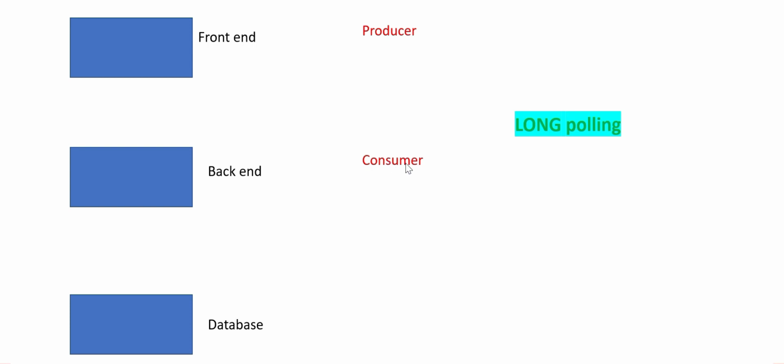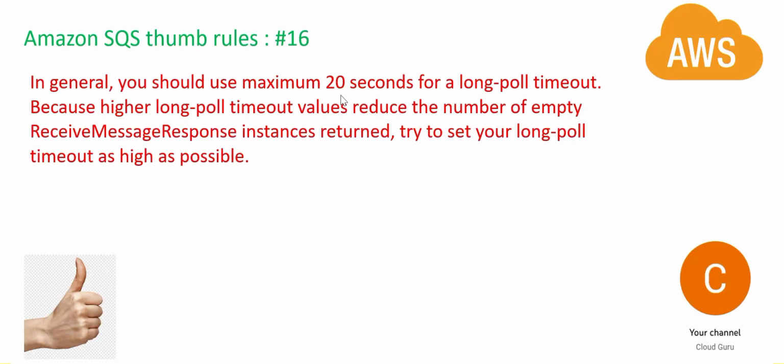So there are different scenarios where you can use long polling. Usually the recommended practice is, in the exam, if you get questions, always prefer long polling over short polling. Now what should be the long poll timeout? Maximum 20 seconds works, you should keep it less, but maximum 20 seconds, because higher poll times reduce the number of empty receive message responses. Okay, so that's why we are saying keep it maximum 20 seconds.